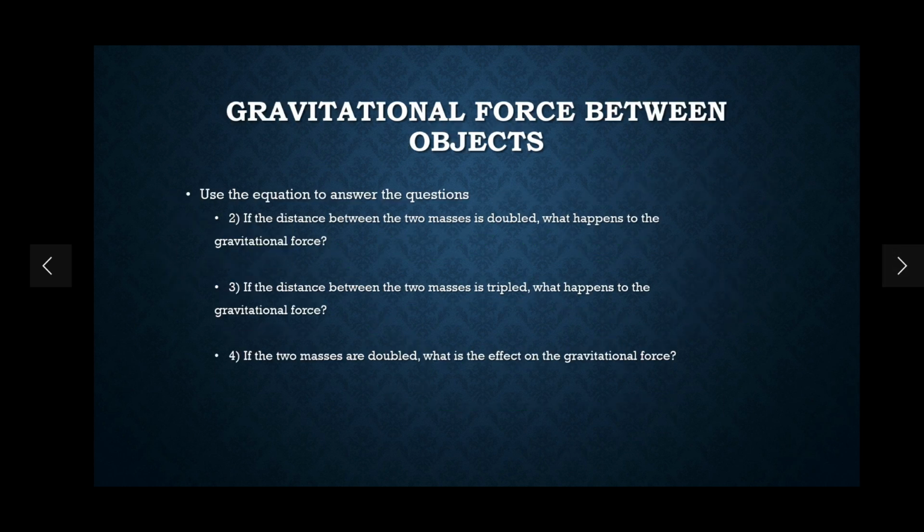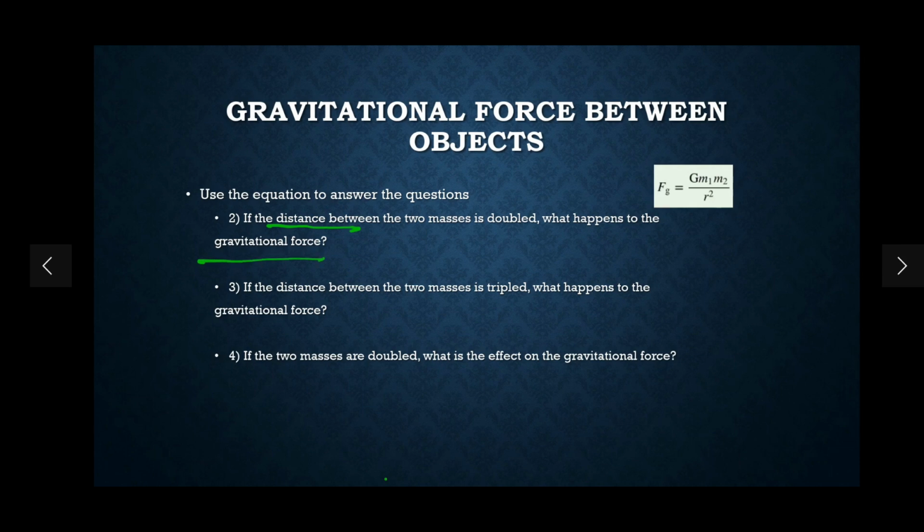Let's explain the gravitational force between objects. We need to note this relationship. Let's use the same equation, which is F equals G M1 M2 over R squared. If the distance between the two masses is doubled, what happens to the gravitational force? The gravitational force decreases to 1 over 4. Why? It tells us that the distance is doubled. What happens to the gravitational force?